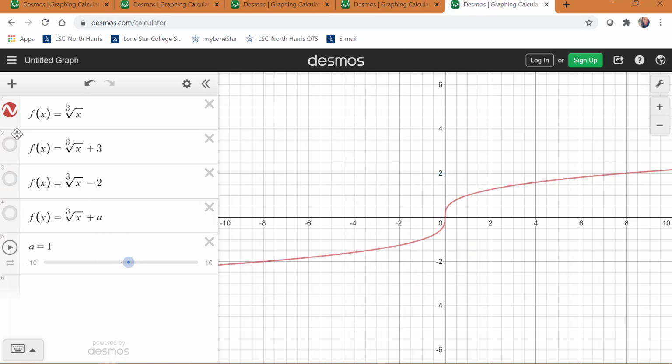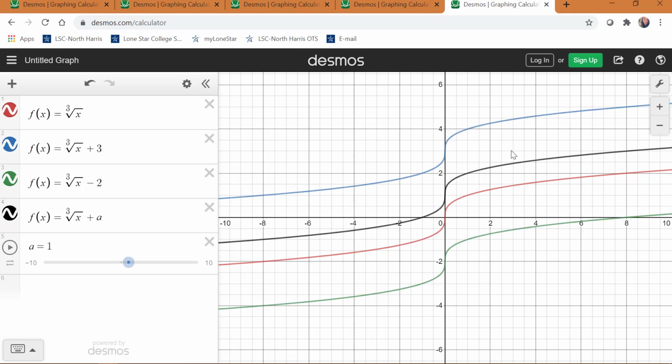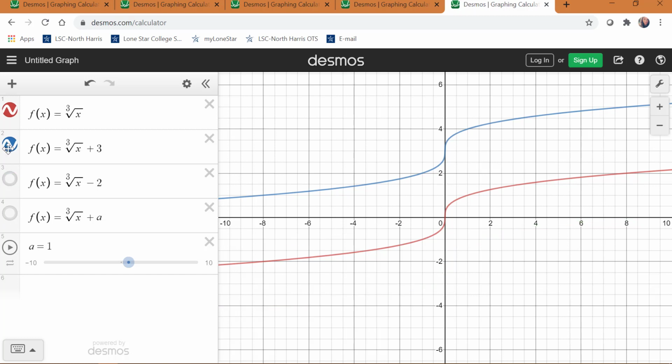Okay, it works for cube root. Here's our cube root basic function. Okay, if I add a 3 on the outside, my original point, 0, 0, that origin point at the very center of that cube root function, is now starting at 0, 3. Okay, so the shape has not changed. We've just shifted that origin point up 3 units, and the basic shape comes along for the ride.